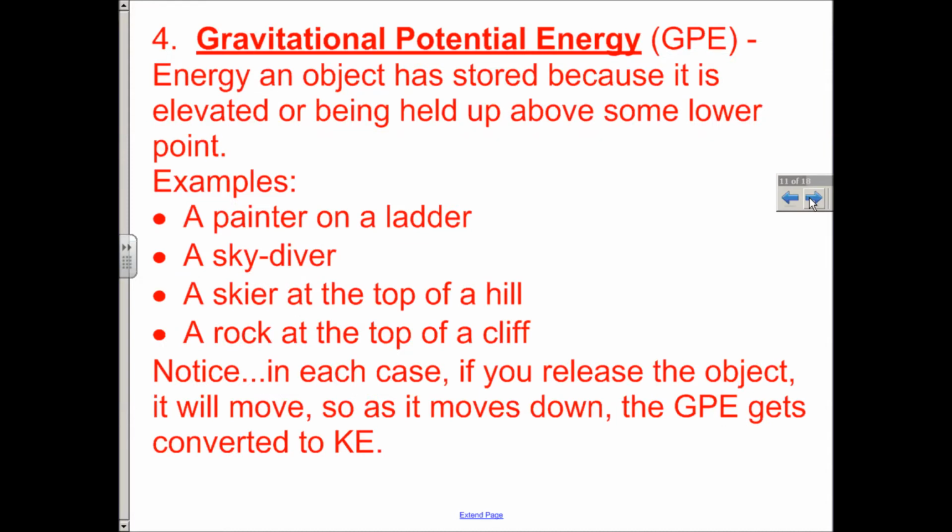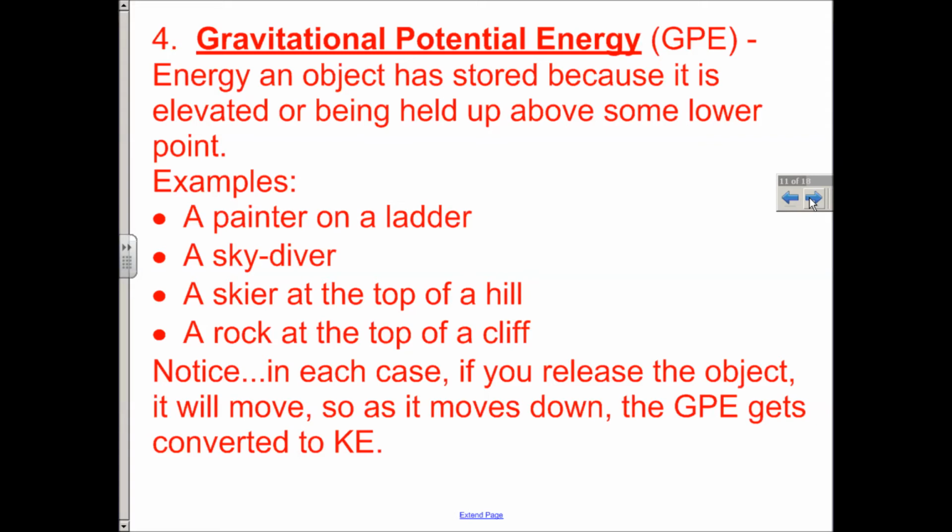Finally, this is the most important type of potential energy. This is the one that's going to occur in most of the problems that we solve. It's what's called gravitational potential energy. This is energy that an object has stored because it's elevated or being held up above some lower point. A painter on a ladder has gravitational potential energy because if he takes a bad step, that gravitational potential energy becomes kinetic energy as the Earth's gravity pulls him down, right?